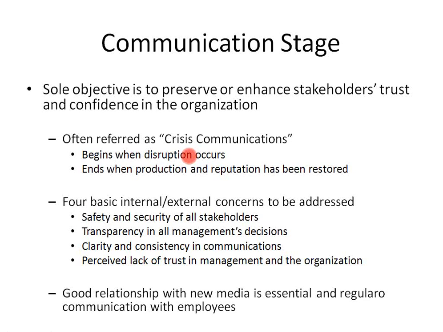On the communications stage, the sole objective is to preserve or enhance stakeholder trust and confidence in the organization. And this is where we talk about crisis communications. And it really begins when the disruption occurs. And when we go to the other chapter, they say more specifically that even before the crisis occurs is really when you do crisis communication, and it ends when production and reputation have been restored. So pretty much in crisis communication mode, technically, the way the book defines it, is until production and reputation are restored. They're still doing it, again, the alternative when you look at BP.